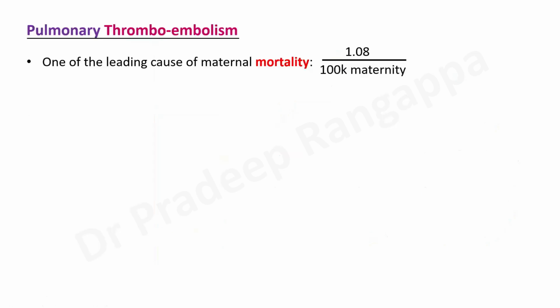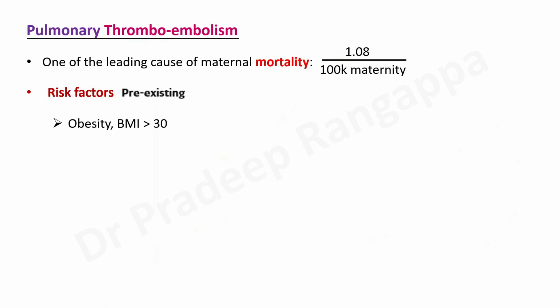So we'll quickly move to pulmonary thromboembolism in pregnancy. This is also looked at as one of the leading causes of maternal mortality, at 1.08 per 100,000 maternities or deliveries. So the risk factors are very similar to AFE, or amniotic fluid embolism.